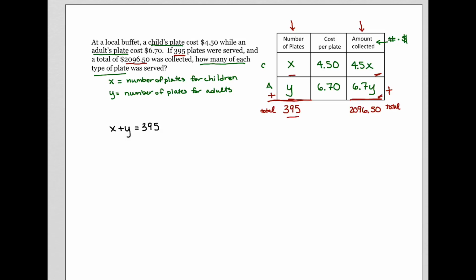Our second equation is simply 4.5x plus 6.7y equals $2,096.50, which I will write as 2096.5. I don't need that extra zero. This is the system of linear equations that we can use to solve this problem.